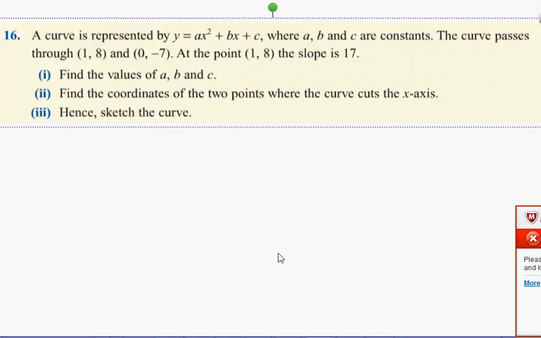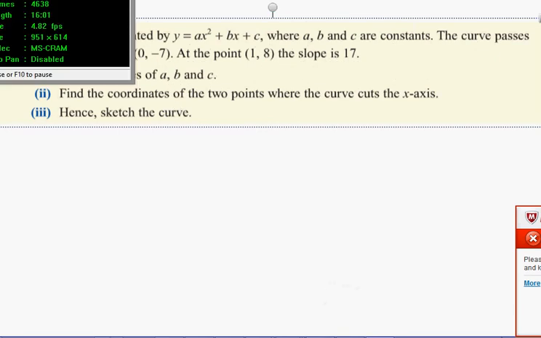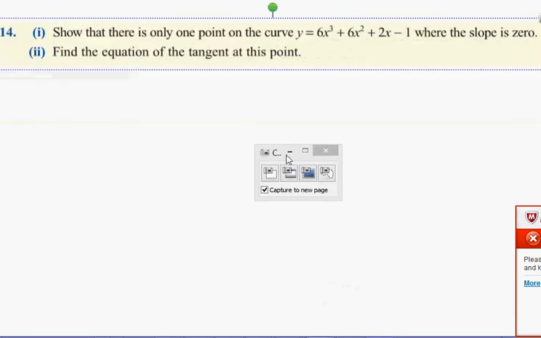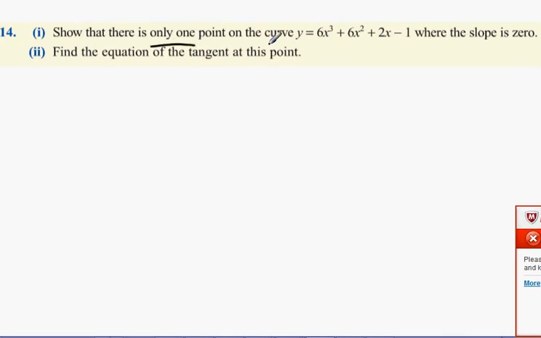What question is that meant to be? I think it was 14. 14. Keywords: show that there is only one point on the curve where the slope is 0. General formula, the word slope. Differentiate. Pick up marks.